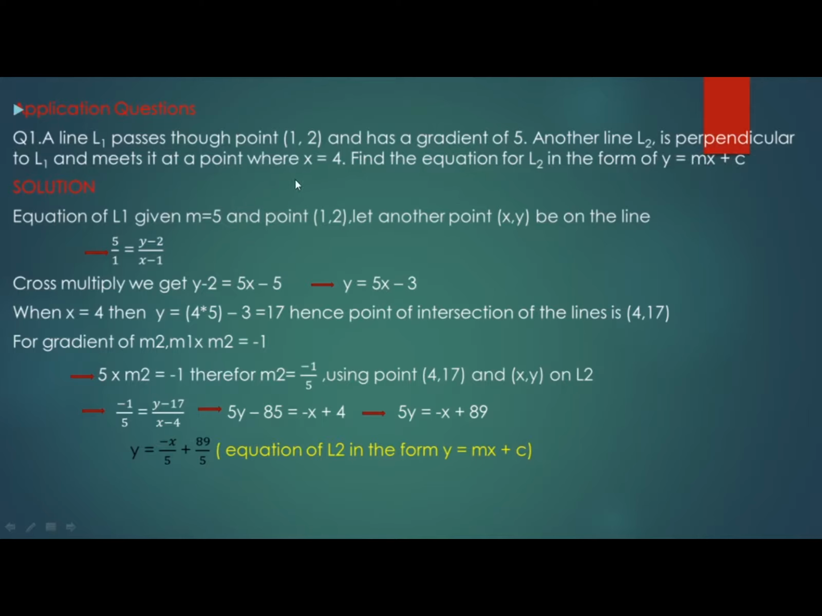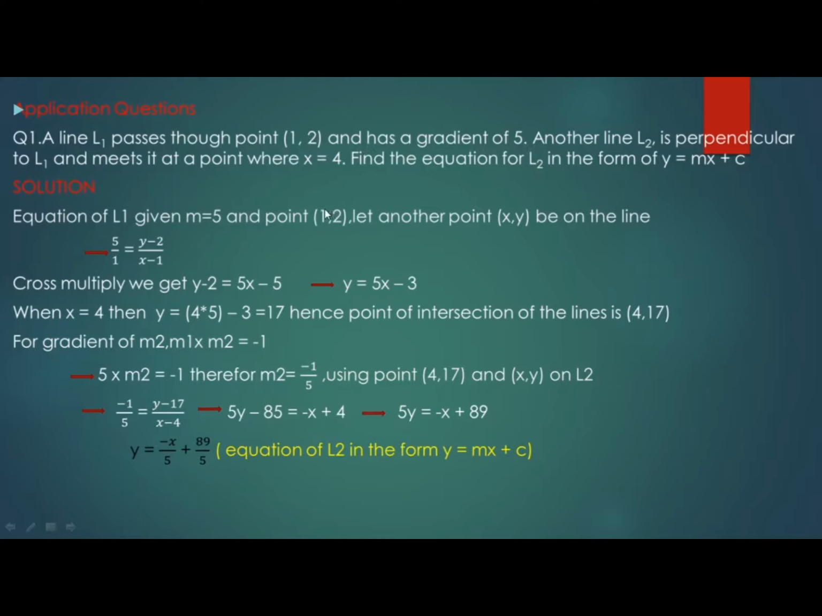In this question, we need to find the equation of L1, the line 1, where we are given the gradient and one point, and we know how to do it. We have done it. So the gradient we're given here is 5, and another point is 1, 2.